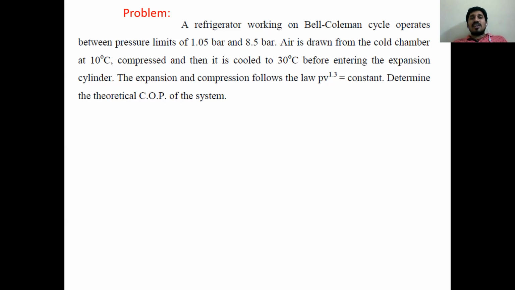The expansion and compression follow the law PV^1.3 is equal to constant. What they mentioned here is that compression and expansion follow the law PV^1.3. The n value is given as 1.3. This is a polytropic process. In an adiabatic process, the gamma value for air we always take as 1.4.